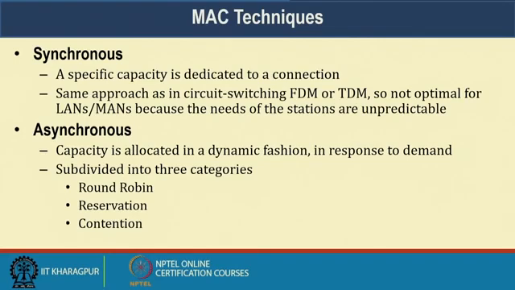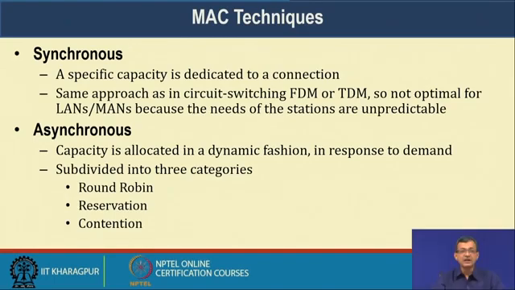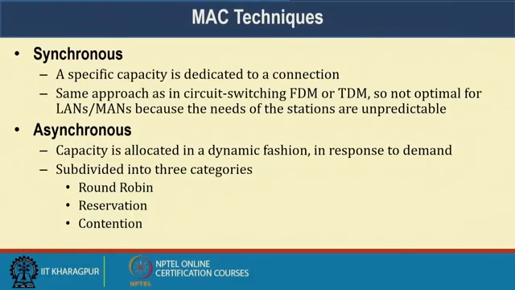And then it goes on doing those things. Now MAC techniques or MAC approaches can be synchronous, where a specific capacity is dedicated to a connection. It is the same approach as in circuit switching, FDM or TDM, frequency division multiplexing or time division multiplexing. This is not optimal for a LAN or metropolitan area network, because the needs of the stations may be unpredictable, so a dedicated connection may not be very appropriate. On the other hand, we have asynchronous, where capacity is allocated dynamically in response to demand. When the demand comes, the capacity is allocated. We can have it with three approaches. One is round robin, where I get a turn after every particular time slot. It can be a reservation strategy, where the slot is reserved, or there can be contention, where I contend for that slot and get things done.